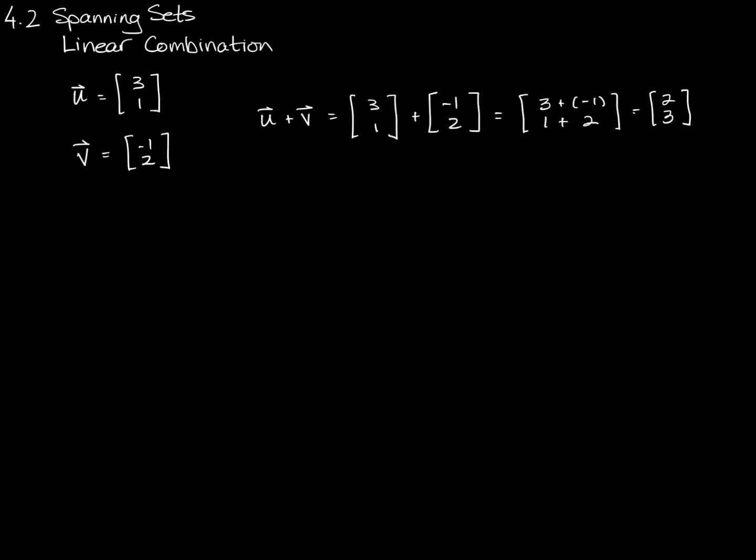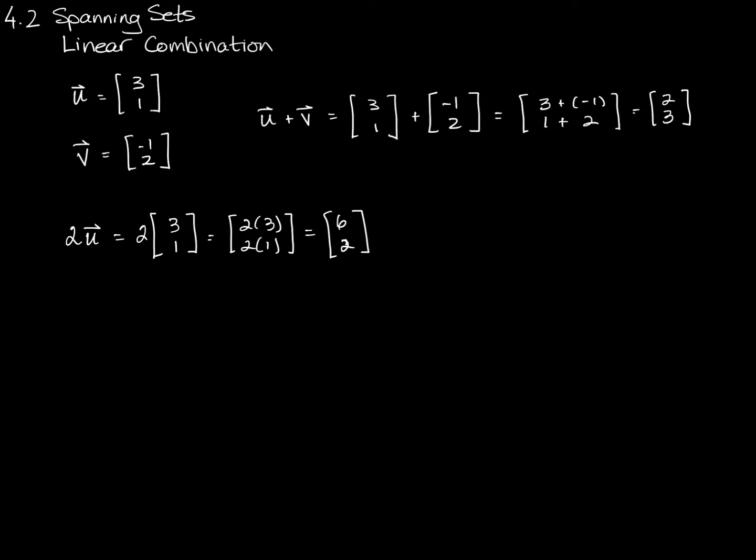The other thing I can do with vectors is scale them. So for example, 2u is just 2 times the vector u, which is 2 times each of the components of u. Again, this is more detail than you really need to show, but just as a reminder, (6, 2) results in that vector there.